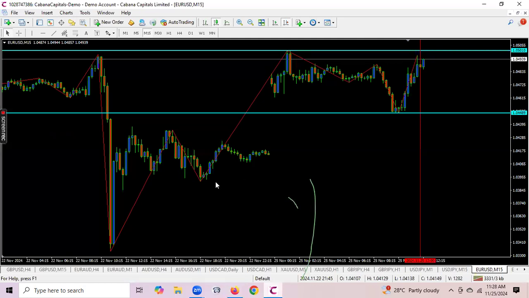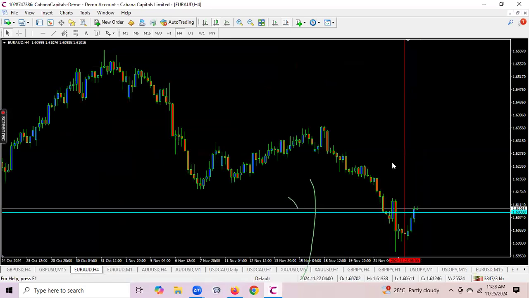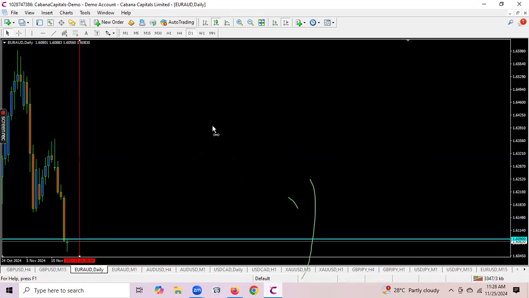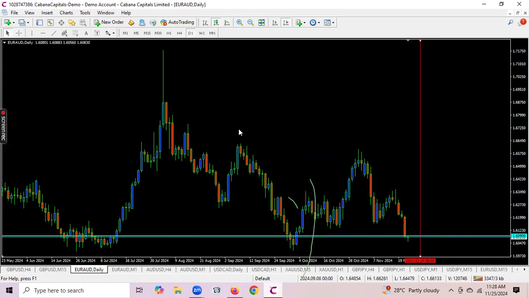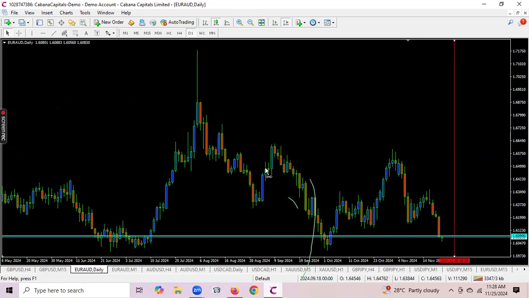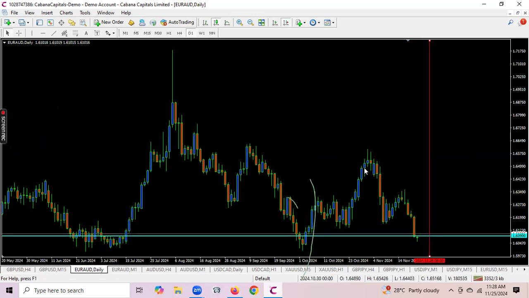All right. Okay. So on Euro Aussie, let me tell you my entry price. Euro Aussie is bullish. As you can see, let's start with the daily time frame. This is the reason I'm considering buying Euro Australian dollar. Let's wait for the charts to update.